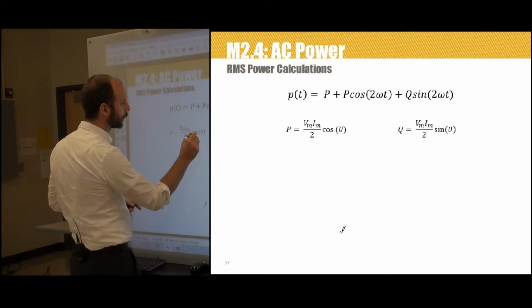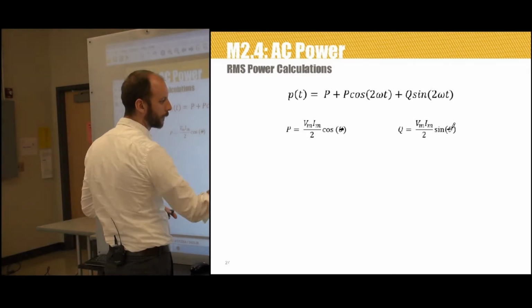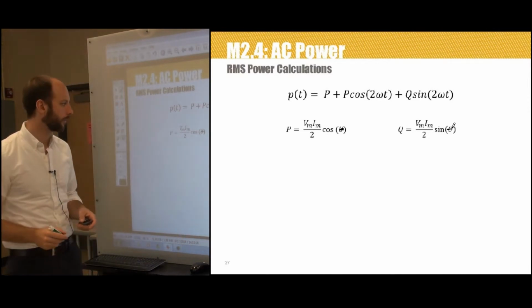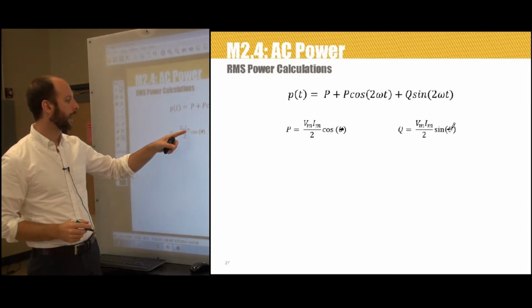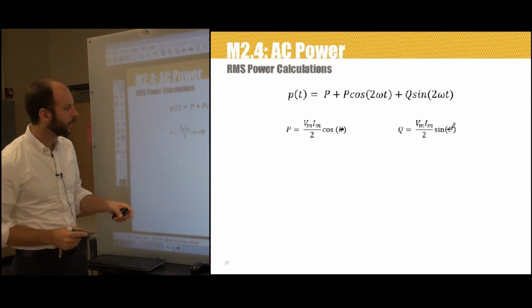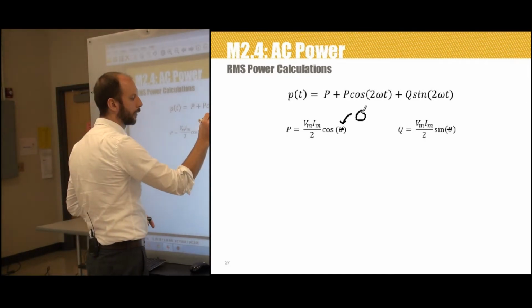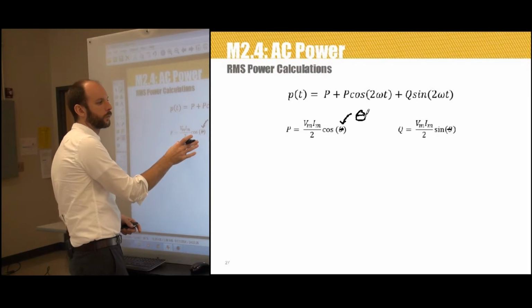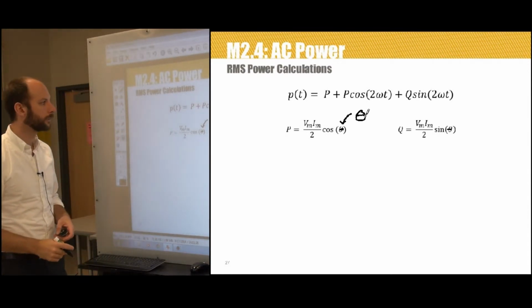These kind of look like zeros in here to me, and I want to make sure that you guys don't think that those are zeros. Something must have happened with the type font when it got converted over here. Those are thetas, right? That's Vm Im divided by 2 cosine of theta, not cosine of 0. So it looked a little off to me. Just remember that that's a theta, right? This being called the real portion, this being called the reactive portion, right?